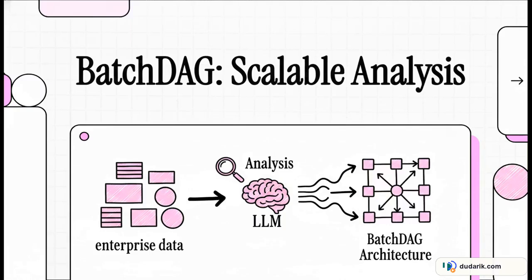Welcome to today's Explainer. We're jumping right into some seriously fascinating new research that tackles a massive headache for anyone building enterprise AI apps. I mean, analyzing a single document? Easy. But an entire enterprise's worth of data? That's where things get wild. Today, we're breaking down BatchDAG, an architecture recently dropped in a new arXiv paper and highlighted over on Dudarik.com.